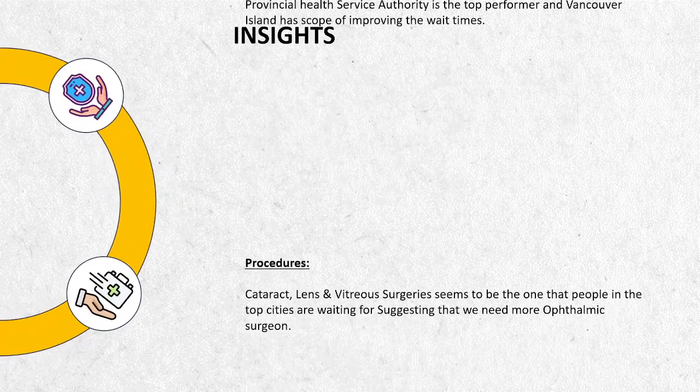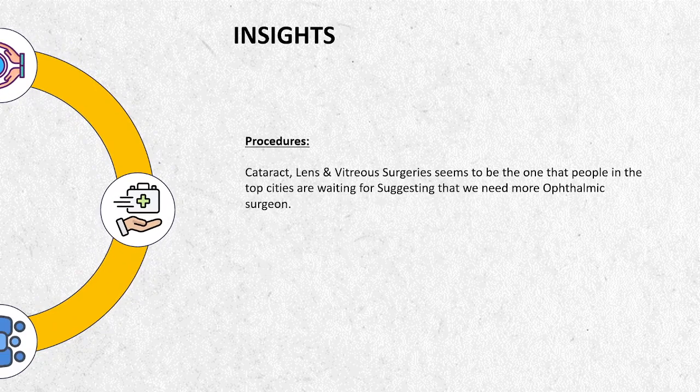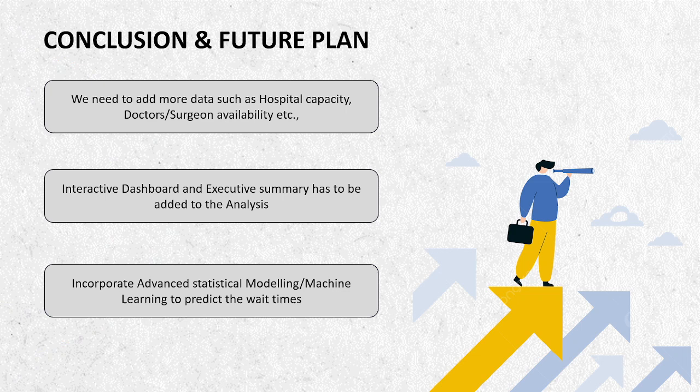As far as the procedures are concerned, cataract, lens, and vitreous surgery seem to be the ones that people in top cities are waiting a lot for, which is suggesting that we need more ophthalmic surgeons. Those are the few insights we were able to get from the data.